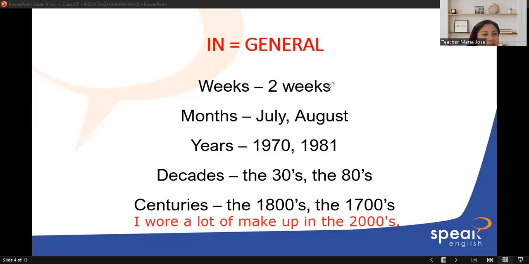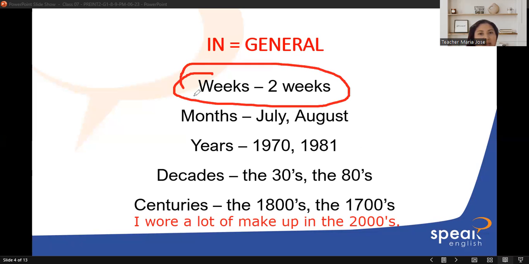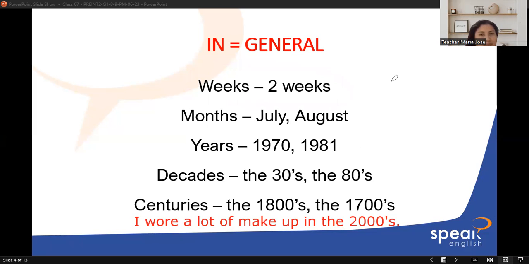Okay, let me see. Maria Jose, can you give me one sentence using the example with weeks? Repeat, please. One example using weeks. Okay, I am studying.